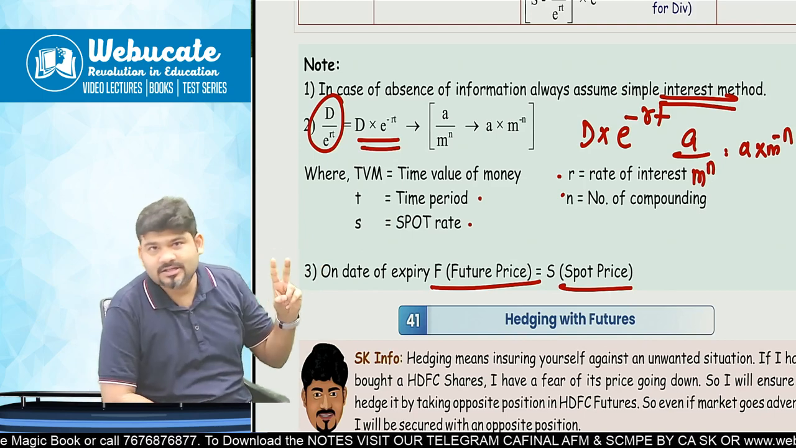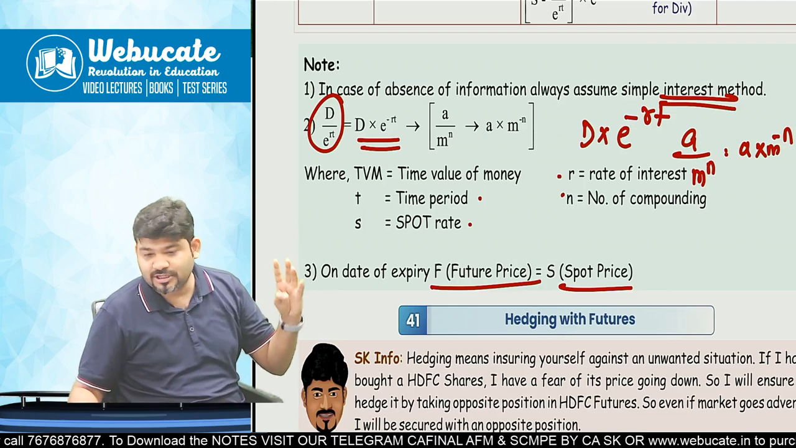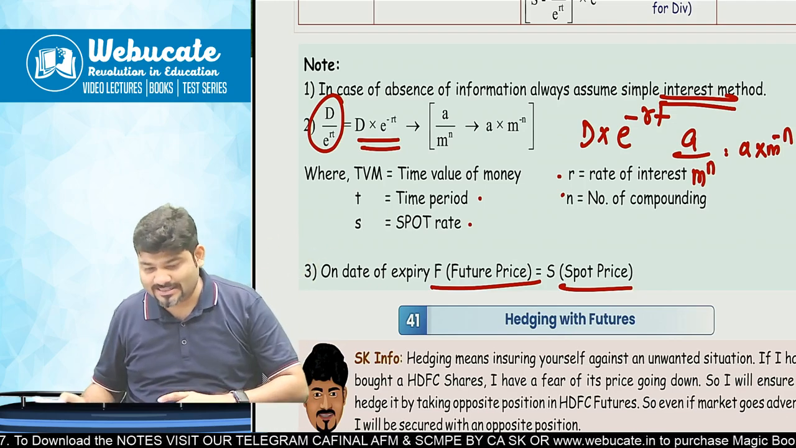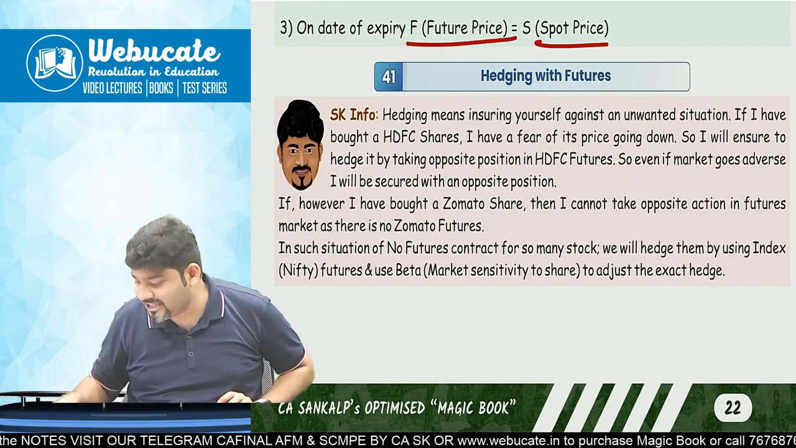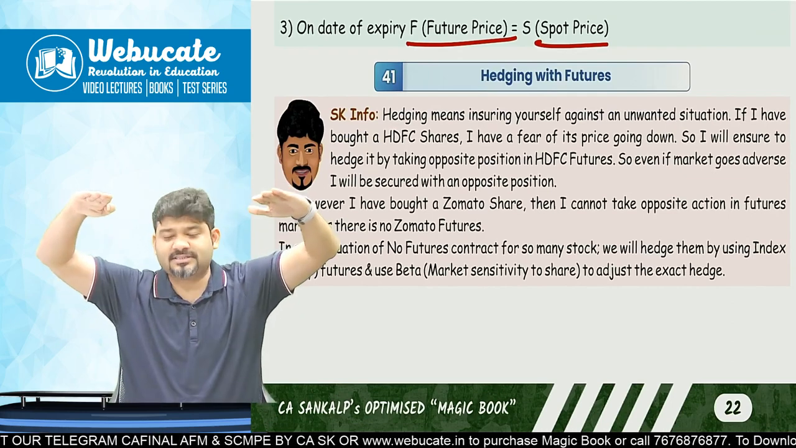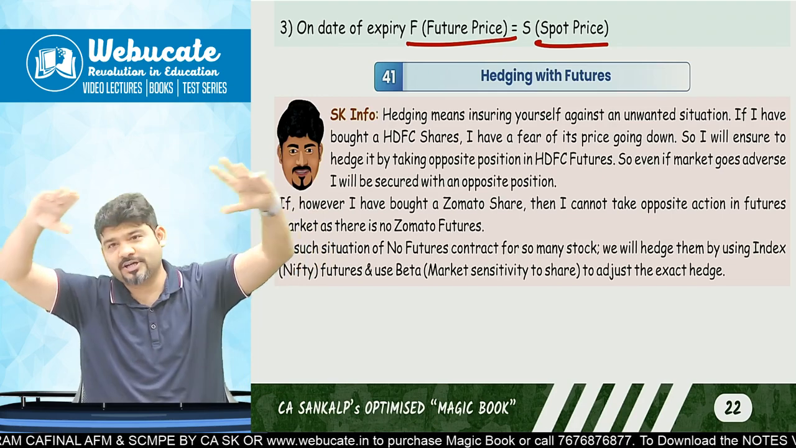Maintenance margin, initial margin, done. Futures process, done. Basics of futures, done. Now we come to the next concept, guys, and that is called hedging with futures. What is hedging? Hedging means insurance cover. Simple word. Insurance cover.